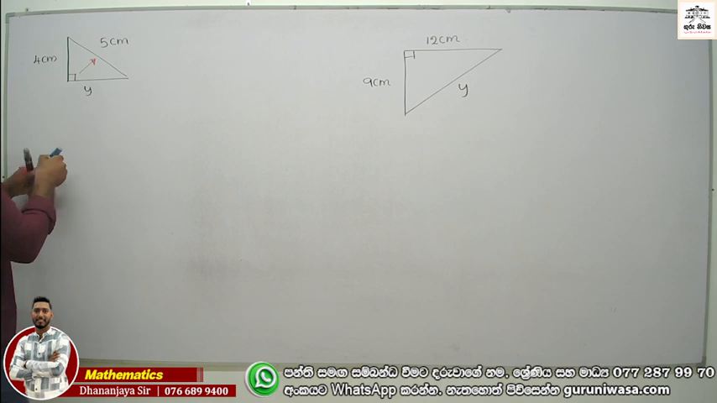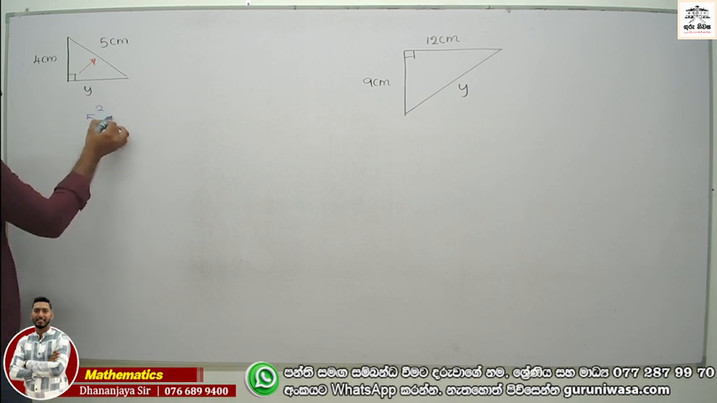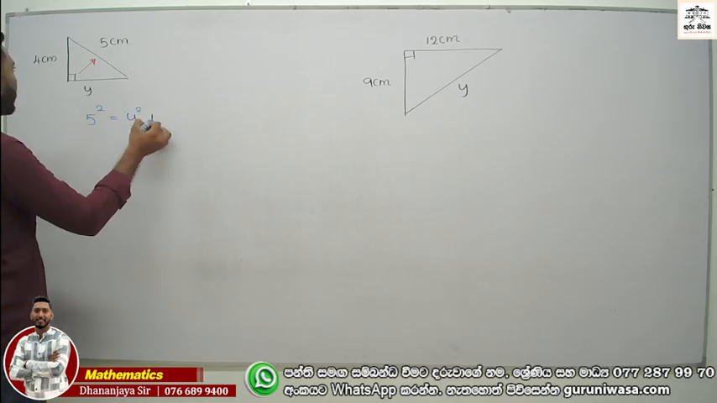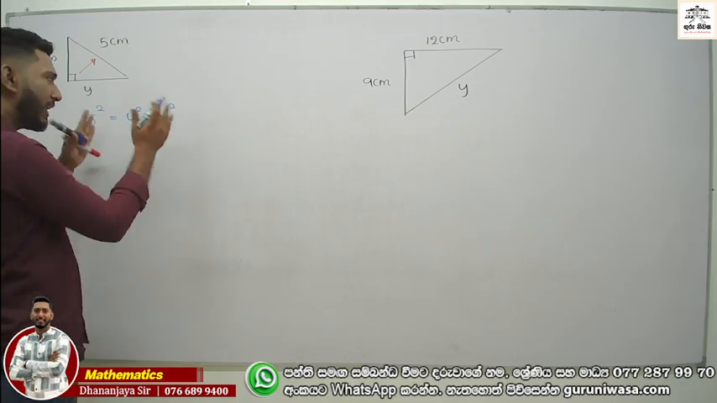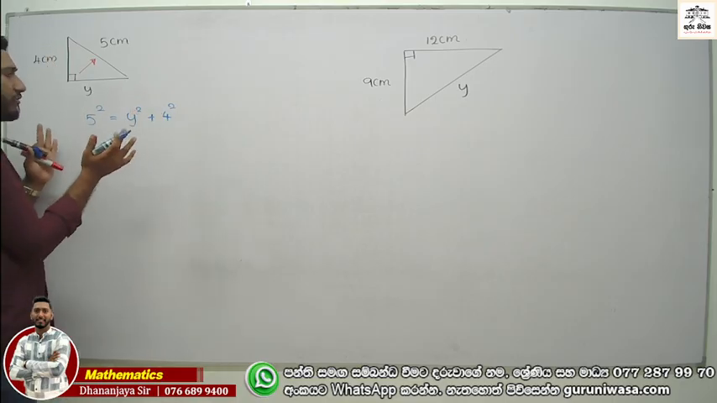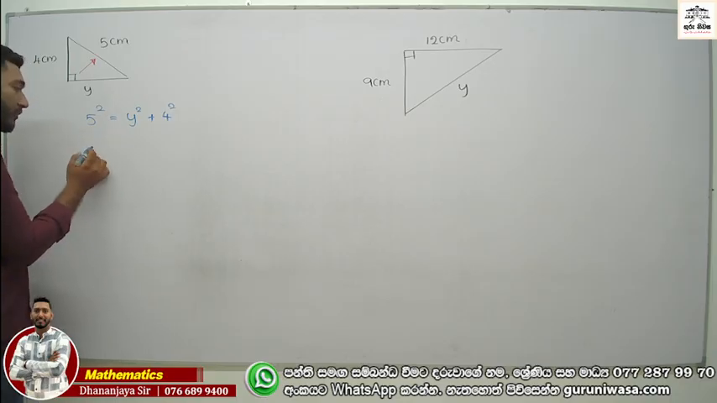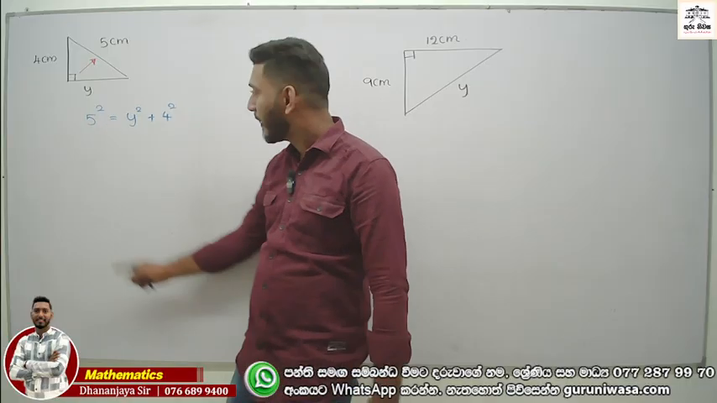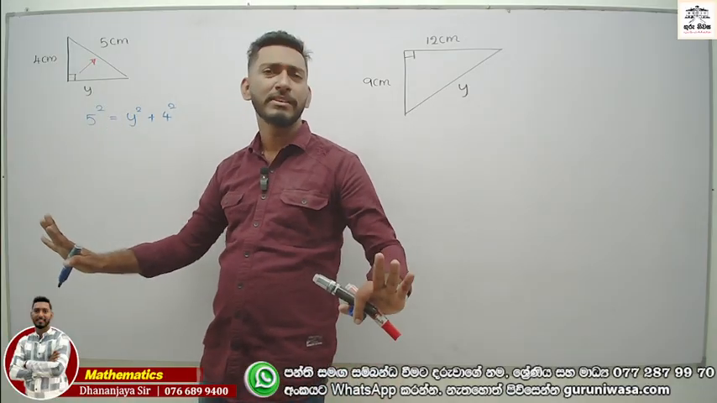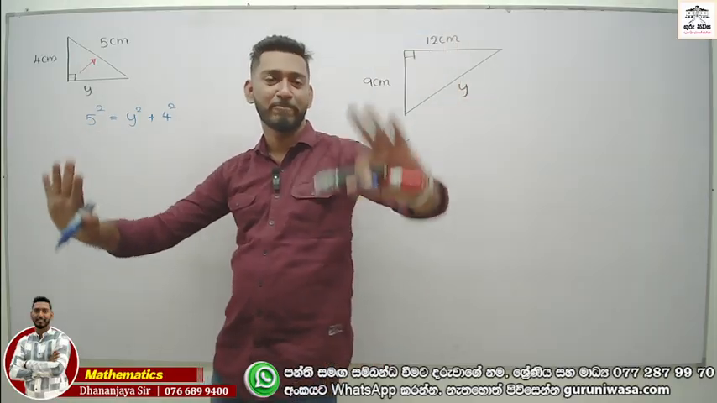Then you can write 5 squared is equal to y squared plus 4 squared. And this is the Pythagorean theorem. This is a basic thing, right? This is a formula. Now 5 to the power of 2. Some students write like this: 5 to the power of 2, very easy, sir, 5 to the power of 2 is 10.